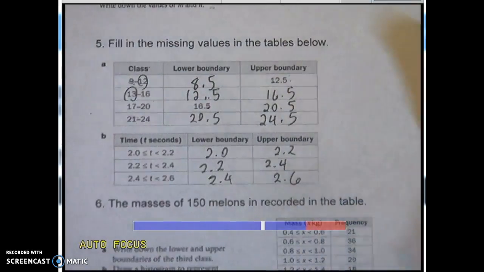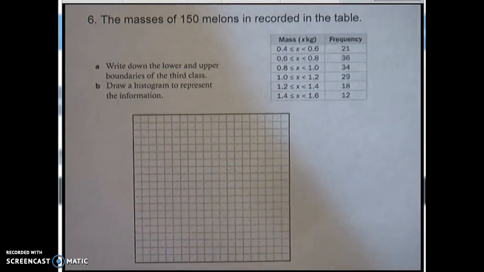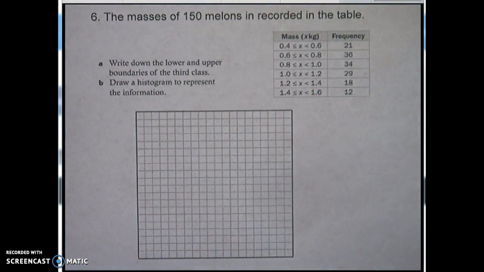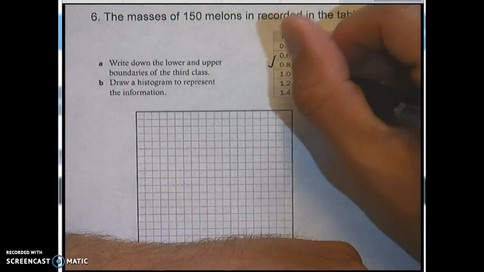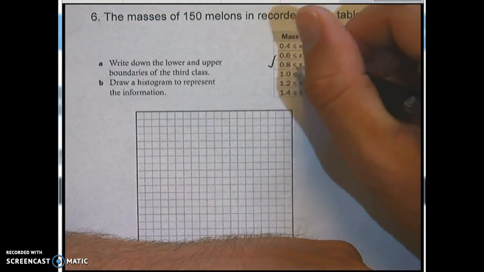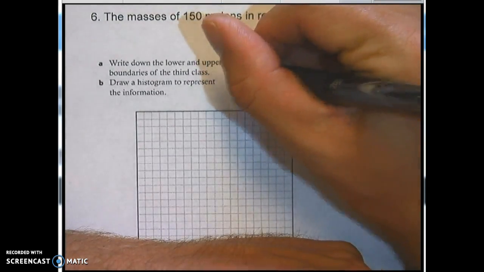The last thing I want to talk about is building a histogram. In part A, it says write down the upper and lower boundaries for the third class. That's this one. Well, the lower boundary is just 0.8. The upper boundary is 1.